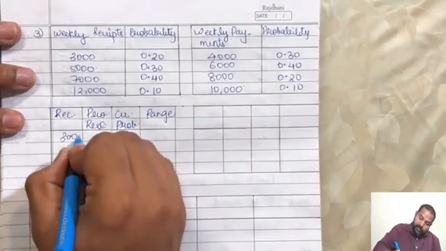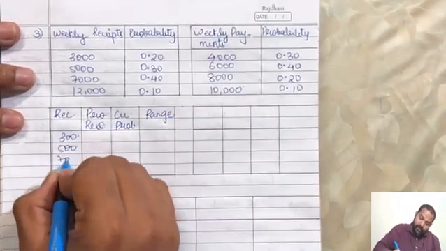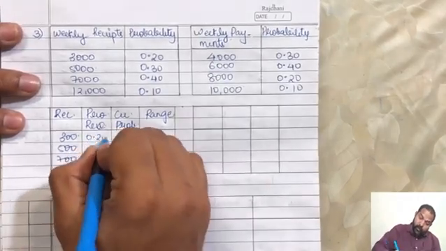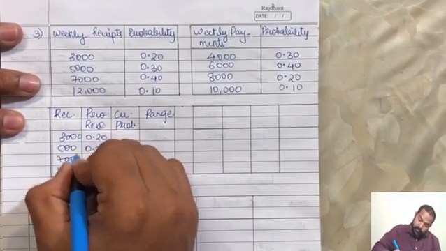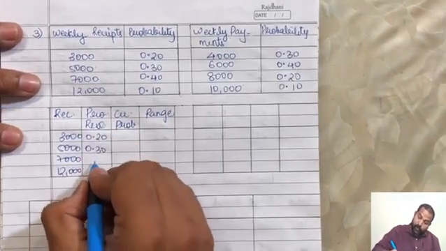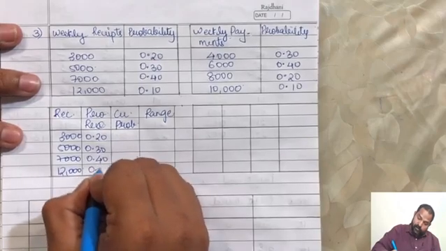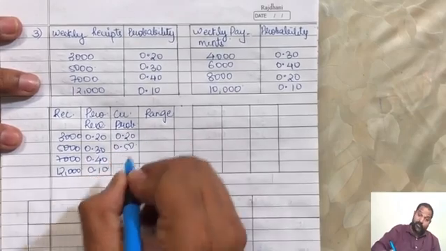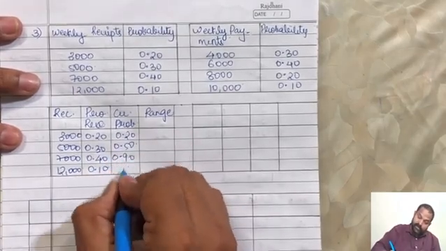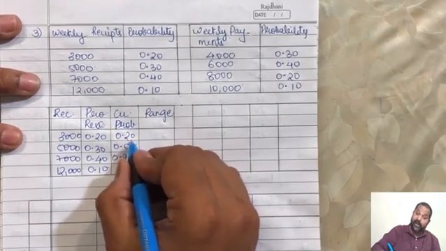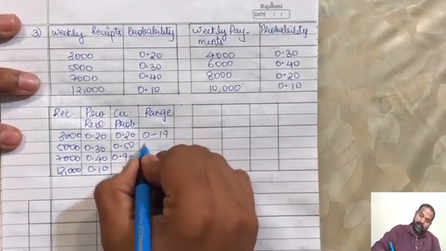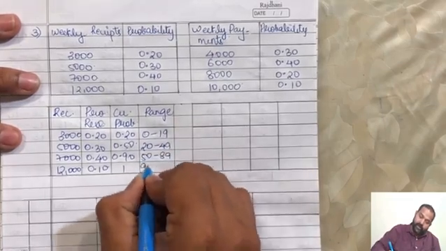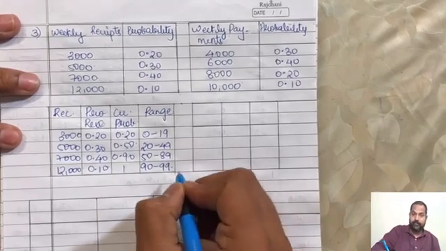So I receive 3,000, 5,000, 7,000 and 12,000. Probabilities are 0.20, 0.30, 0.40, 0.10. Cumulate them: 0.20, 0.50, 0.90 and 1. Range, this is basically 20. So 0 to 19, 20 to 49, 50 to 89 and 90 to 99.